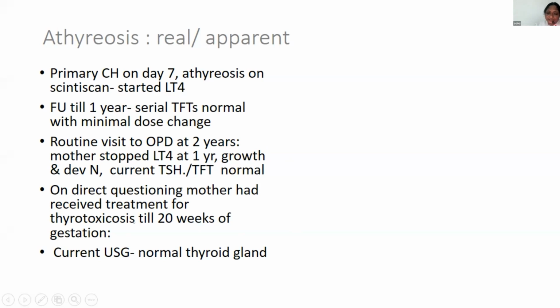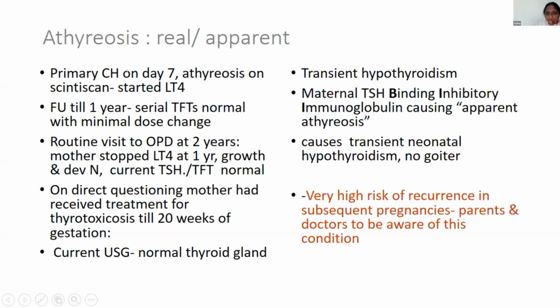So going back, we had realized that the mother had received treatment for thyrotoxicosis. This is something that she should have picked up in the beginning itself, had received treatment till about 20 weeks of gestation. And currently at 2 years, the ultrasound shows a normal thyroid gland. During the newborn period, it had shown an absent gland. So this is a transient hypothyroidism.